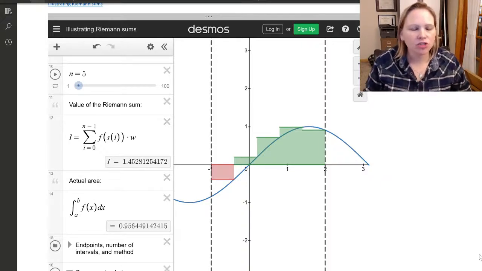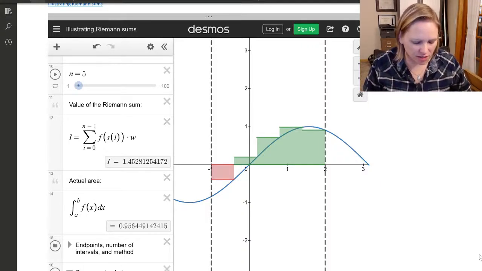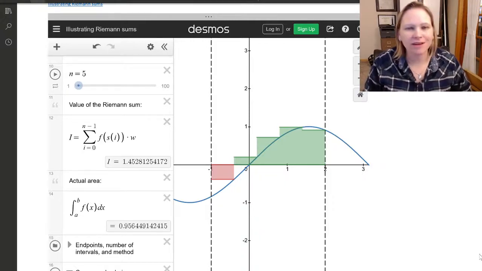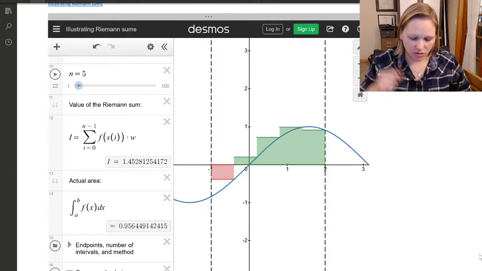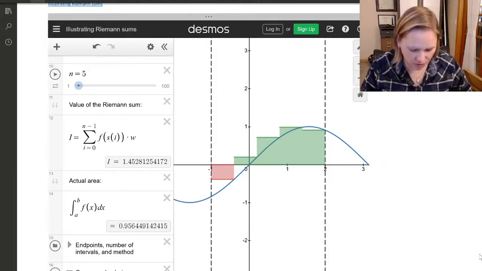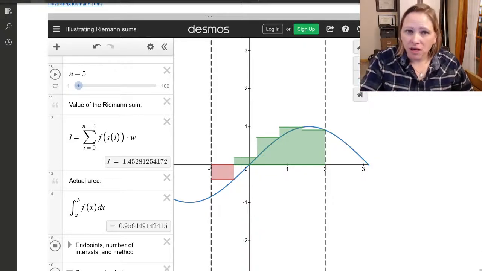And there's actually a little more to it, and we'll get to it in just a few moments. But the idea is that we're taking all these rectangles and adding them all up. Riemann's is an approximation, whereas Leibniz notation is the actual real deal. So we're going to learn how to find this in the coming days as well. The actual value of the area under the curve here from -1 to 2 of this function is 0.95644914241. So that's the actual area. Riemann's rectangular approximation is 1.45281254172.